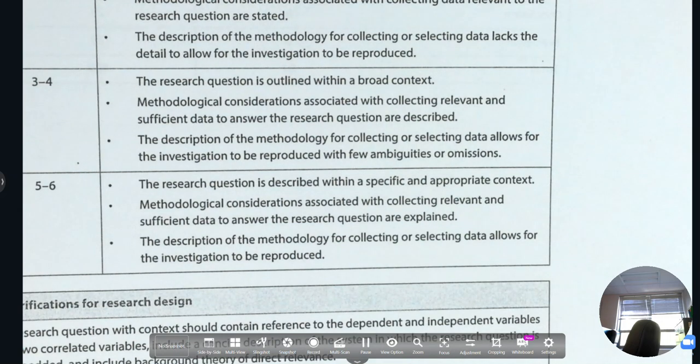It's basically like an abstract is like a summary of everything. The research question should be a summary of your research plan.